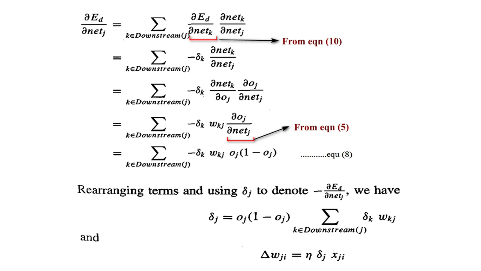Rearranging the terms and using δ_j to denote minus ∂E_d/∂net_j, we have δ_j equal to o_j multiplied by (1 minus o_j) into the summation over all k belonging to Downstream(j) of δ_k into w_kj, and Δw_ji is equal to η δ_j multiplied by x_ji.